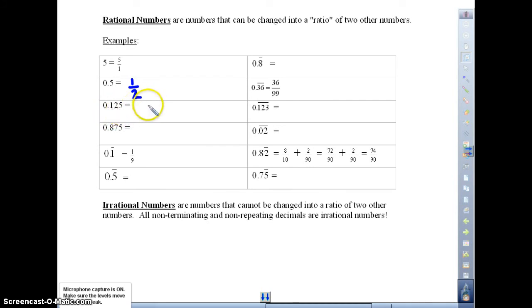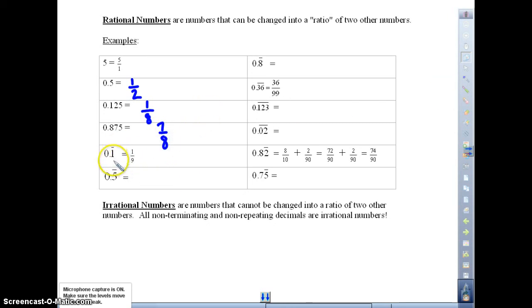0.125 is the same as what fraction or what ratio? Anybody know? Yeah, it's 1/8. How about 0.875? Yeah, that's the same as 7/8.